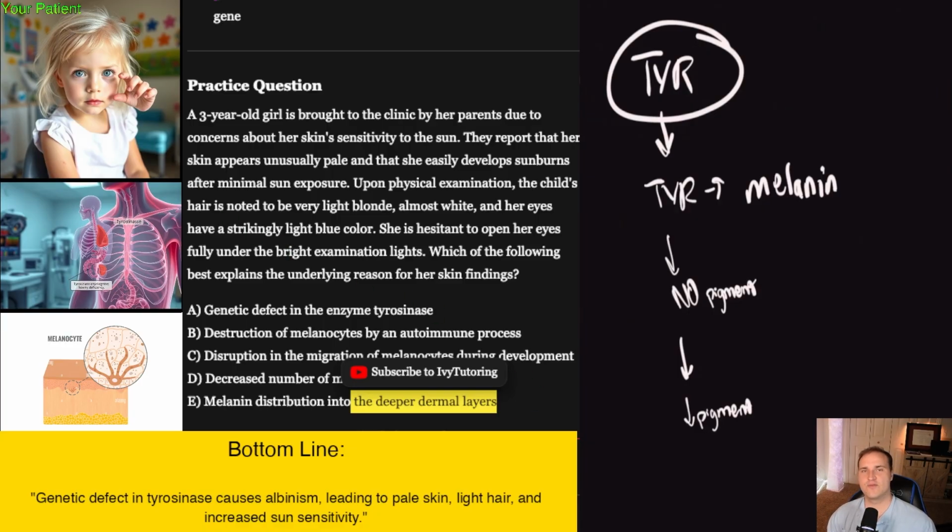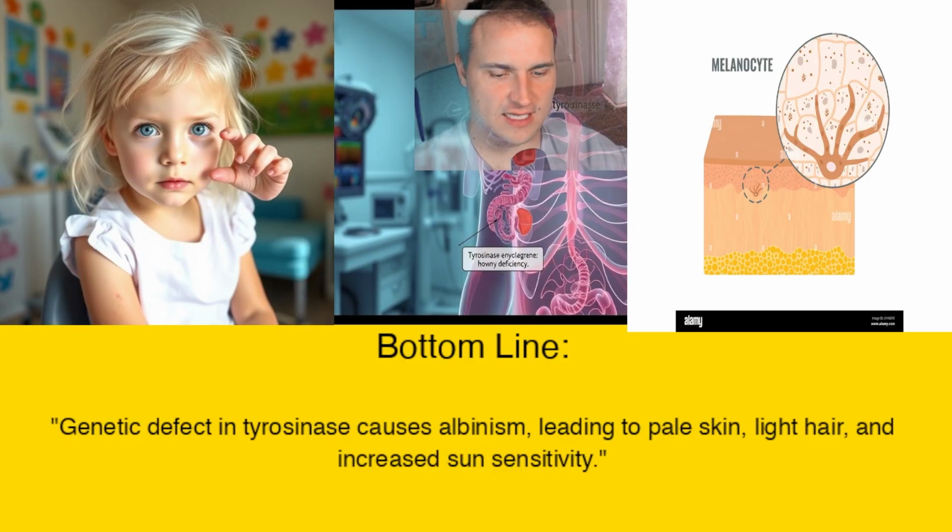And so what happens is you have a mutation here in this TYR gene. So you have defective tyrosinase. And so you can't convert the tyrosine to dopa to melanin. You just can't do it. So the melanocytes are present, but they just can't synthesize the pigment. And so the result is hypopigmentation of the skin, the hair, the iris, the retina. And so you get photosensitivity, increased risk of UV damaged DNA, and also some visual issues due to that absent melanin. And so that genetic defect causes albinism, leading to pale skin, light hair, and increased sun sensitivity.